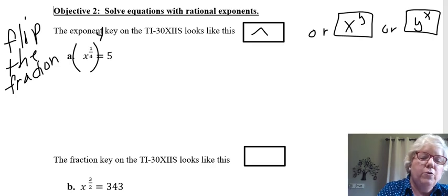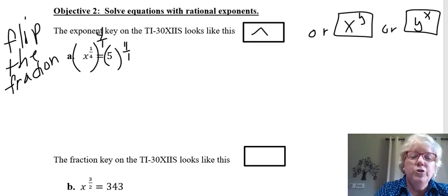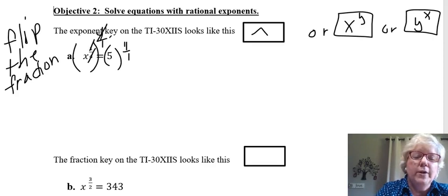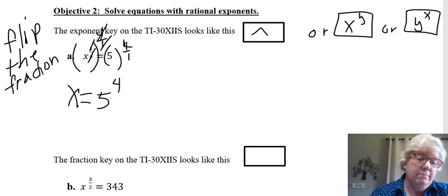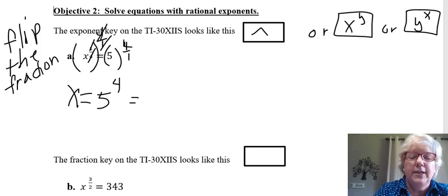So I'll put 4 over 1 and 4 over 1. When you do that, the 4's cancel, the 1's cancel, and I'm left with x equals 5 to the 4th power, because 4 over 1 is just 4. You could put that in your calculator and quickly see that the solution here is 625.